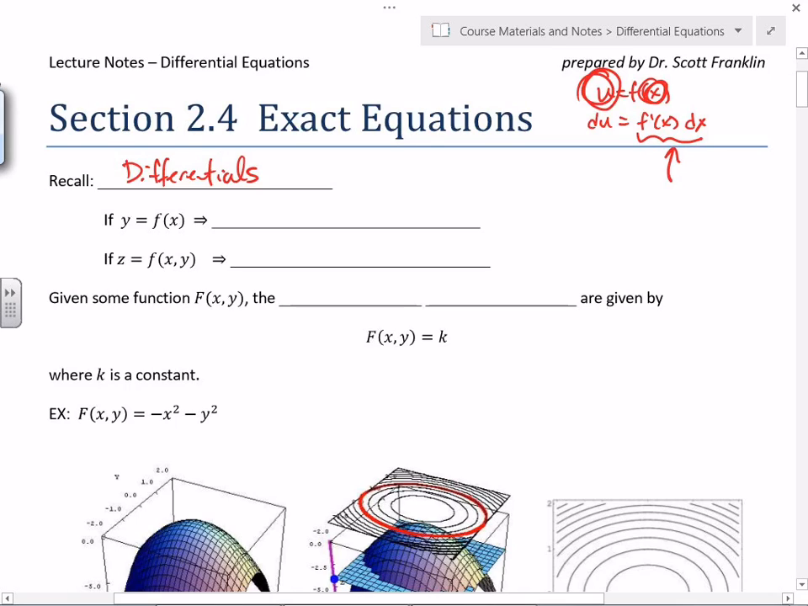Okay, where we're going to end up using this is, and I'll write this with our notation of y instead of u, we want to extend this to talk about when we have a function that depends on multiple variables.